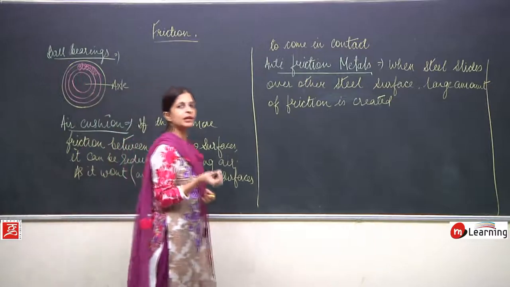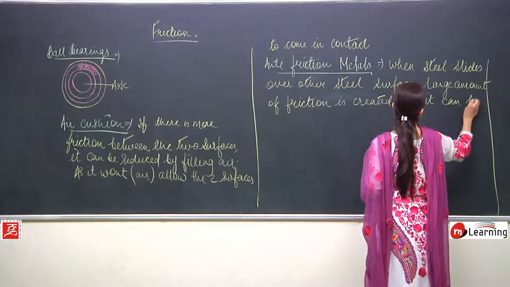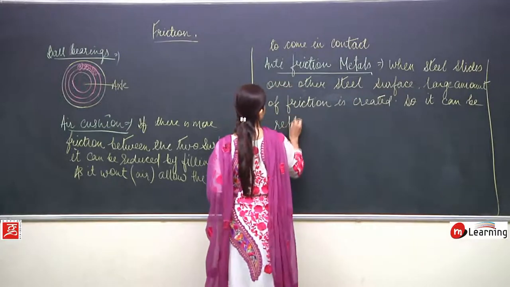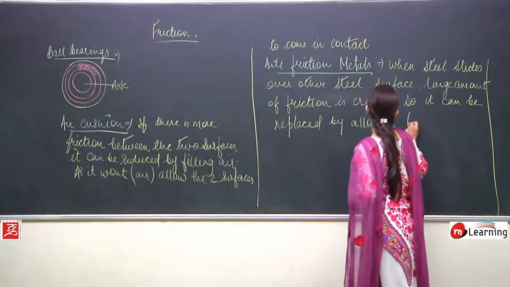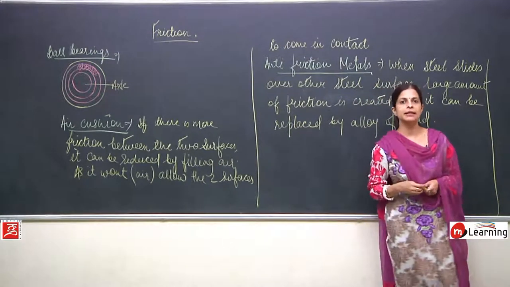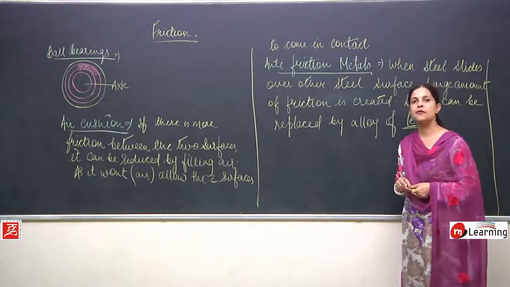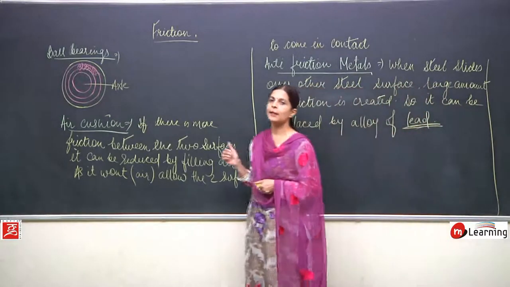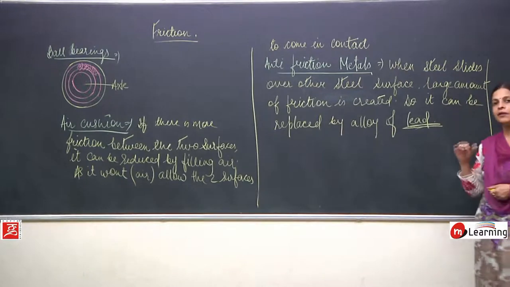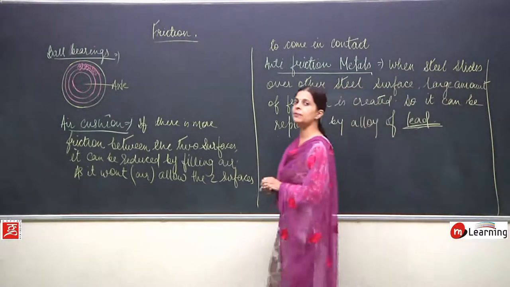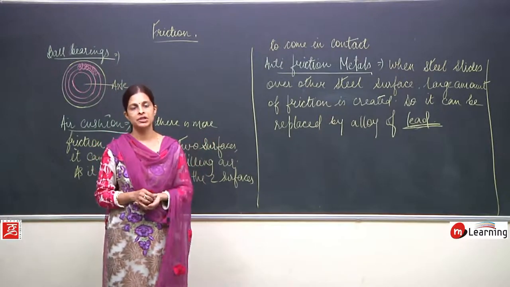But in place of steel, it can be replaced by alloys of lead. Why can it be replaced? Because the lead surface gives lesser friction in comparison to steel. So instead of using two steel surfaces, if it is replaced by an alloy of lead, the friction produced will be reduced, and that is the reason why alloys of lead and other such combinations are used.